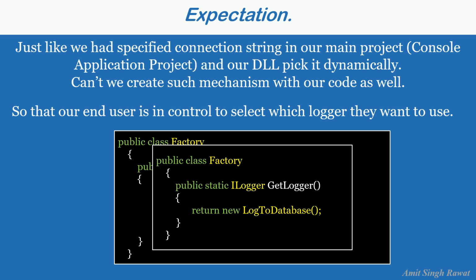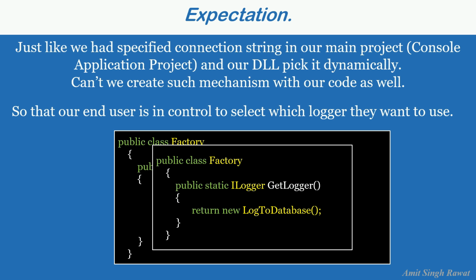So here is the expectation. Just like we specified the connection string in our main project, the console application project, and our DLL picked it up dynamically, can't we create such a mechanism with our code as well, so that our end user is in control to select which logger they want to use? Obviously, depending on the scenario, you can use if and else statements to achieve this, but let's see how to do it in an efficient way.